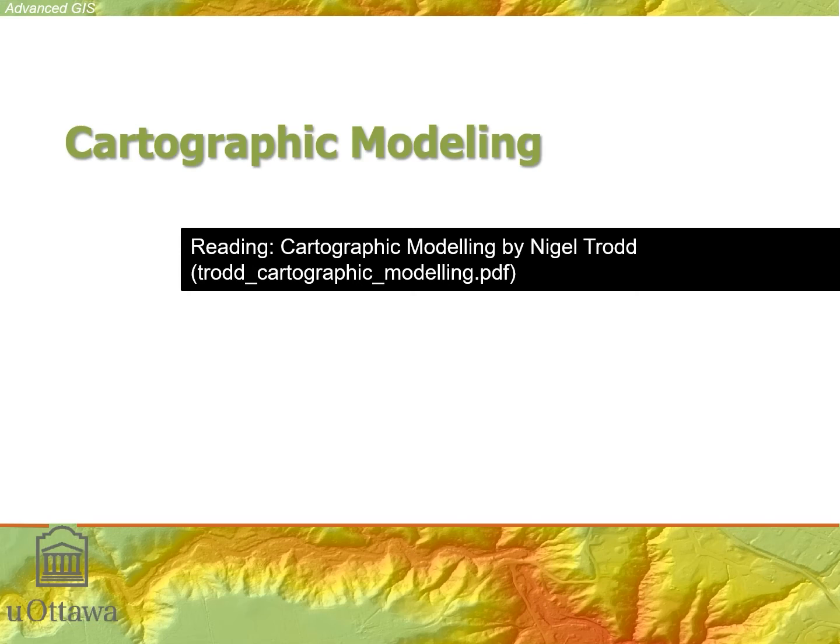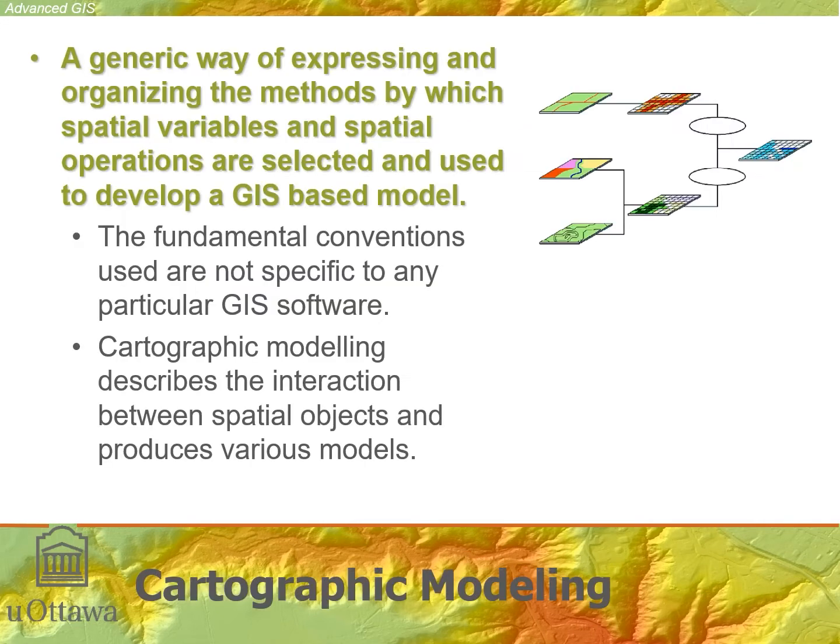Let's look at cartographic modeling. You should also be reading the TROD Cartographic Modeling PDF that is in the Brightspace module. Cartographic modeling is simply a generic way of expressing and organizing methods by which spatial variables or map layers are used in operations to develop a GIS model output.